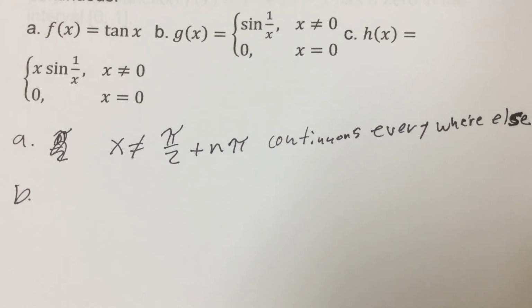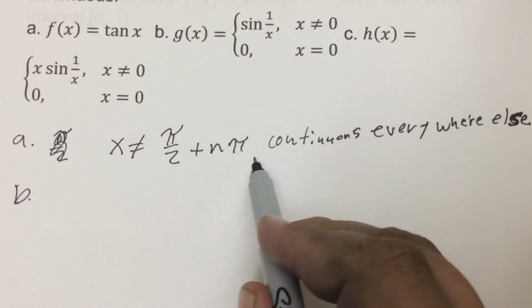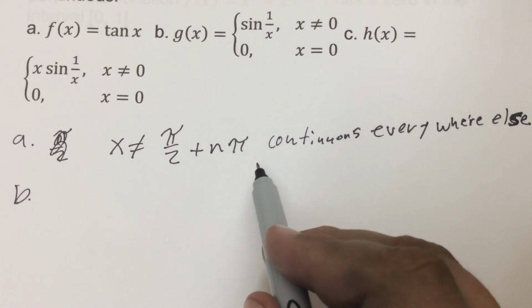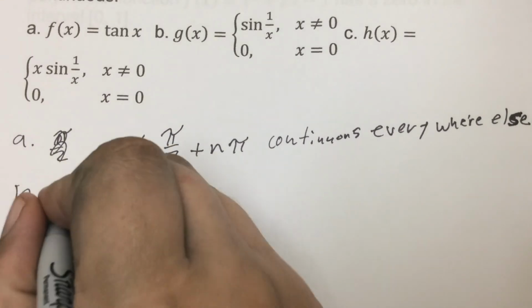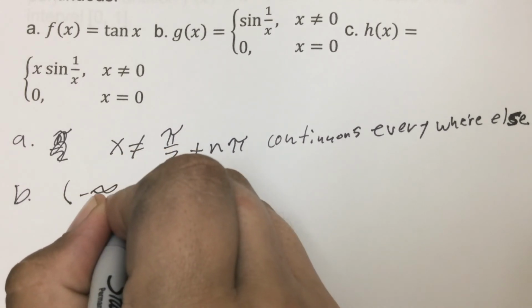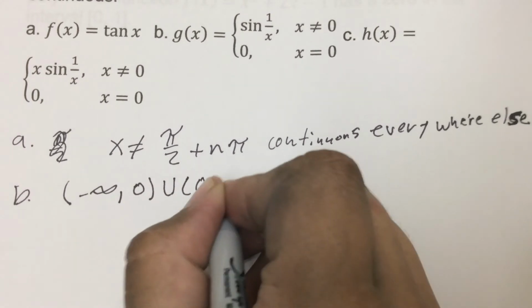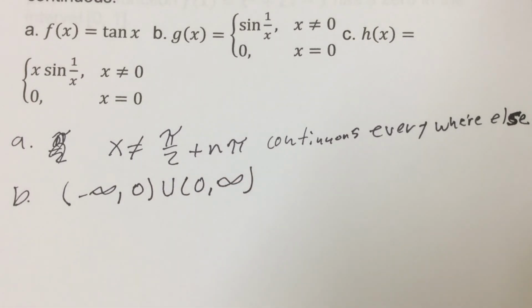Just reading my notes, making sure we're good to go with that. So it would be continuous everywhere else besides pi over 2 plus pi n, yep. Now here we would be continuous for B technically from negative infinity to 0, union with 0 to infinity, because x equals 0 causes an issue at 0.